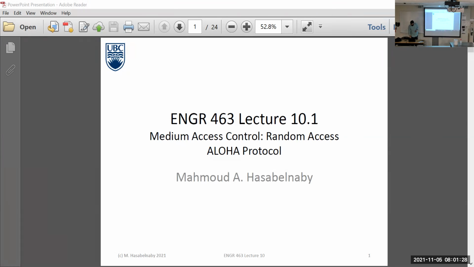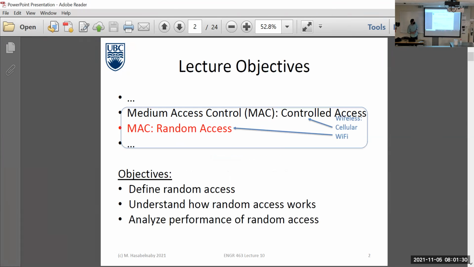As a quick revision, we know that we have two types of medium access control: control techniques and random techniques. Control techniques, we prefer to use them in cellular architectures, in architectures that require heavy signal processing, resource allocation, and have the capabilities to do this. So, control medium access in cellular.